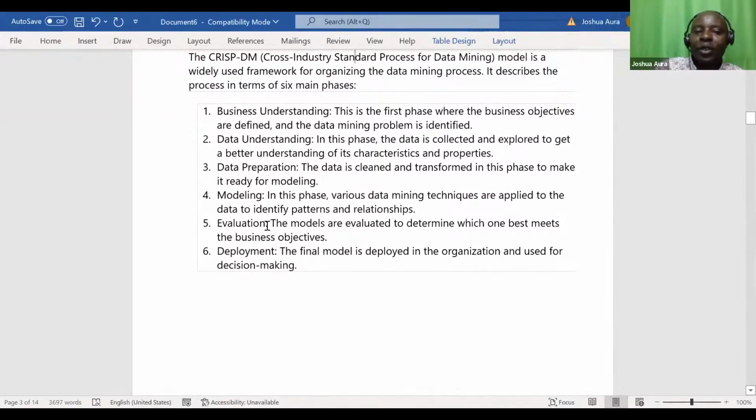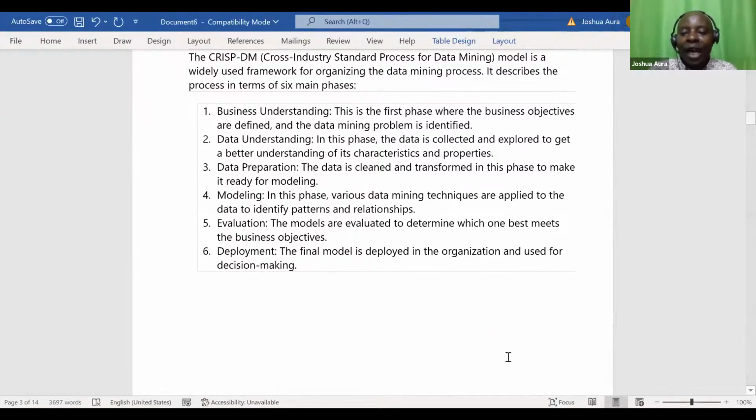Of course, at the end of the day, ladies and gentlemen, you may come up with various models here. It could be a simple regression model. It could be a multiple regression model. At the end of the day, they should be evaluated for you to see between the two which one is able to give us better predictions. So there must be evaluation of the models that have been developed. And then, of course, the moment you discover what you would want to make use of, you have to deploy. Deployment: the final model is deployed in the organization and used for decision making.